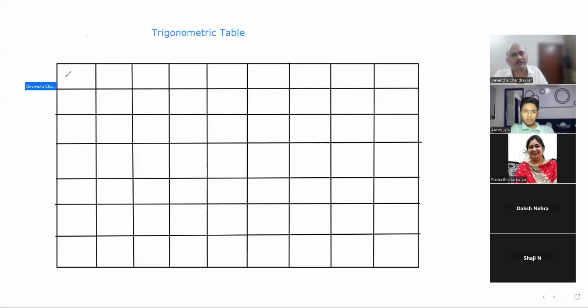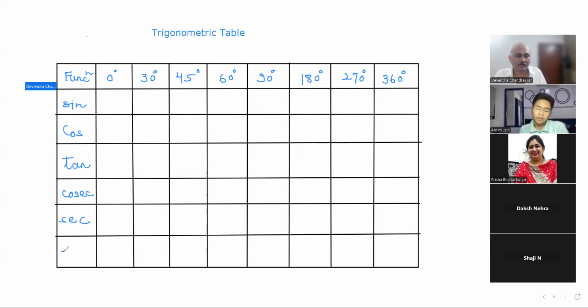It's not a trick, it's a way to remember it. So the first column is for functions, the trigonometric functions. These are the angles. Sine, cos, tan, cosec, sec, and cot.